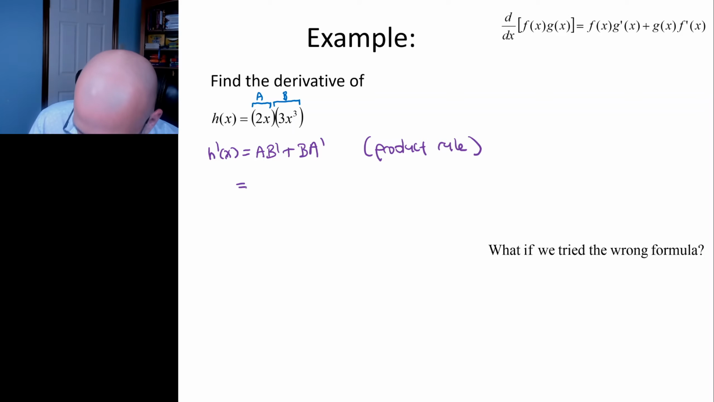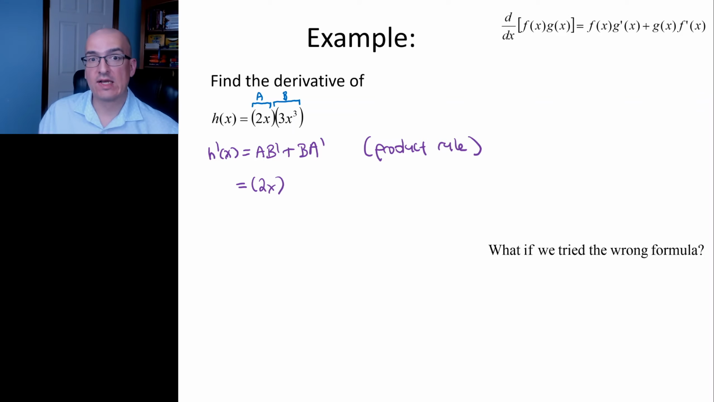Okay, so a times b prime. So a is 2x. What is b prime? Now, I'm going to show you a weird way to do some accounting to keep track of which piece came from which place. For the part of the expression that came from the derivative of something, I'm going to use square brackets. This is not normal math notation. This is a special keeping-track-and-not-making-mistakes notation that helps you survive math courses.